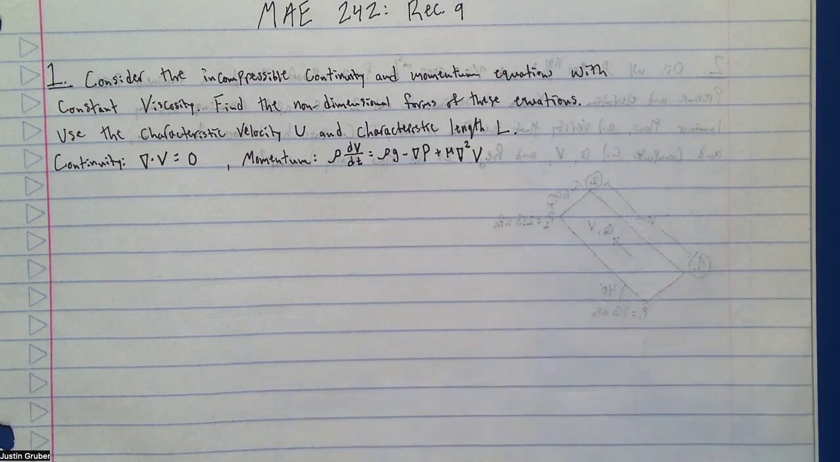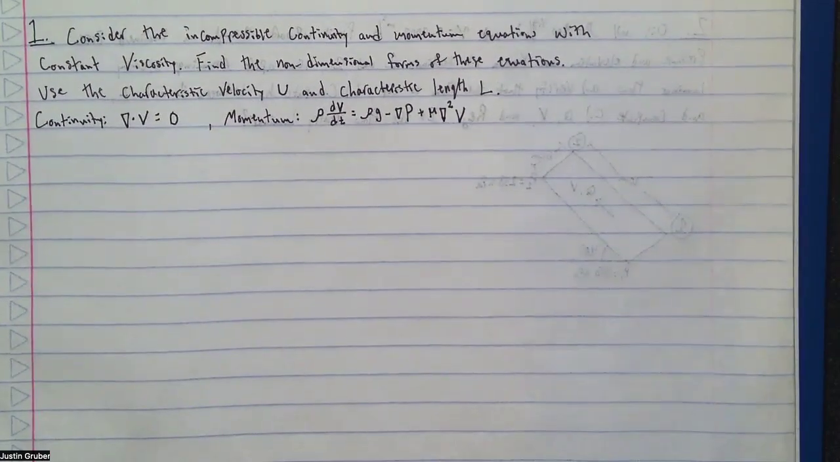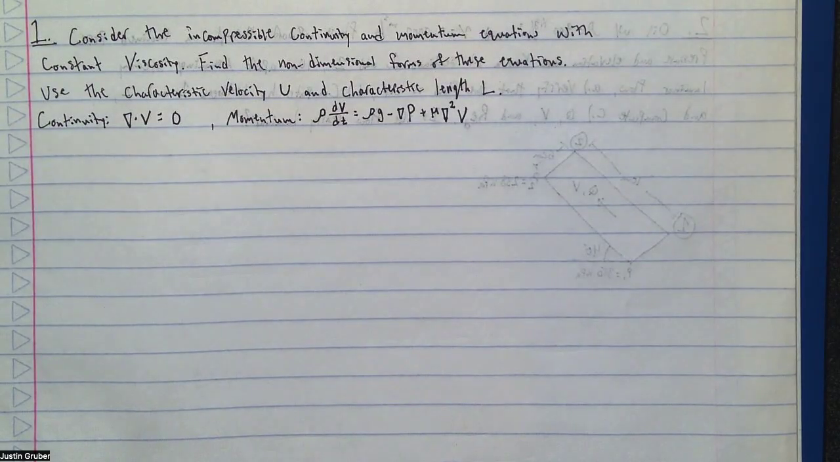Cool. So, first problem that we're going to be doing is another non-dimensional thing. This time we're going to be non-dimensionalizing a couple of differential equations, specifically the continuity equation and the momentum equation. We're given the problem: consider the incompressible continuity and momentum equations with constant viscosity. Find the non-dimensional forms of these equations. Use the characteristic velocity U and characteristic length L. We're going to be using those two to go about doing all this.